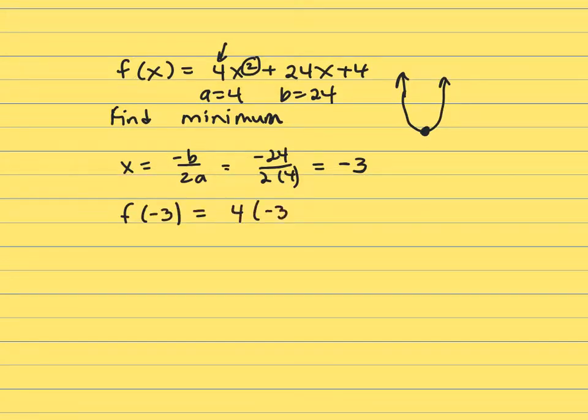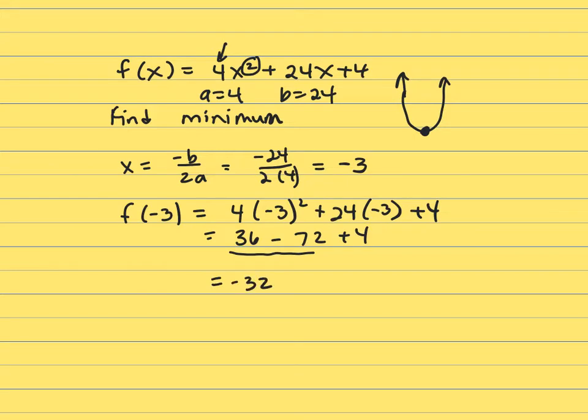And that's 4 times negative 3 squared plus 24 times negative 3 plus 4. So 9 times 4 is 36 minus 72 plus 4. 36 minus 72 is negative 36, plus 4 is negative 32. So your minimum value is (negative 3, negative 32).